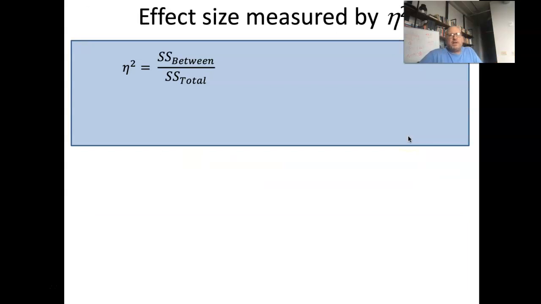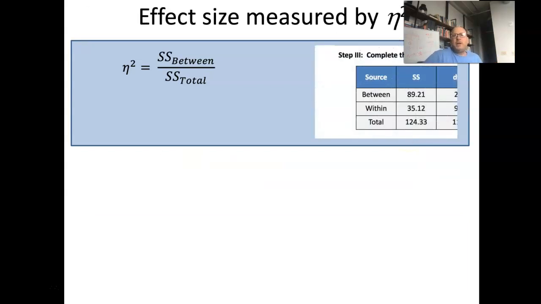Okay. So what I'm going to do is go back to the source table. I got a little screenshot right here of our source table from the last video. And you can see that our sums of squares are right there. So I'm going to take the sums of squares between groups, that's our numerator, sums of squares total, that's our denominator, and that gives us 0.718. So literally what that tells us is that almost 72% of the spread in individual scores is due to the fact that our means are pushing people apart, not just the fact that people might be a little different than each other.